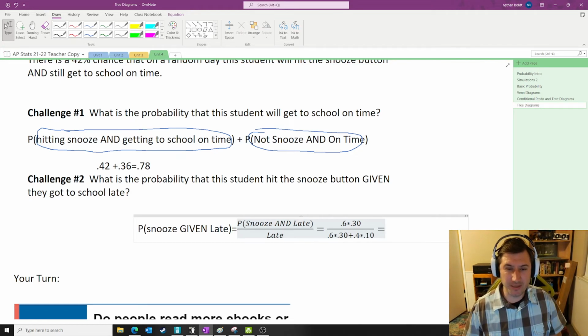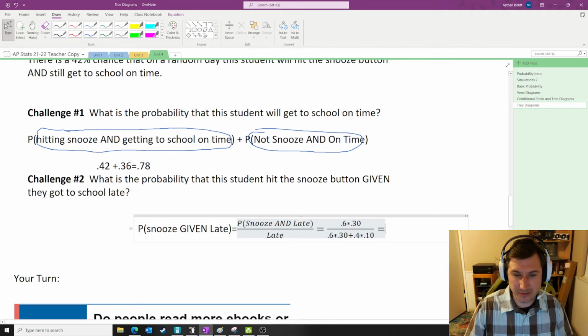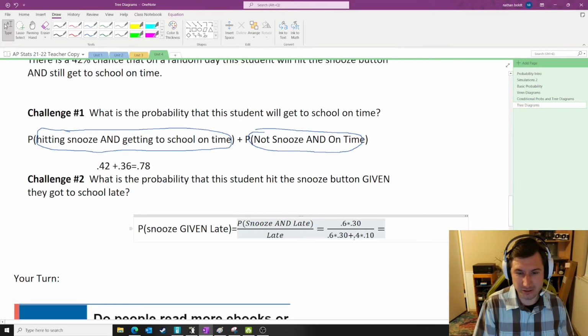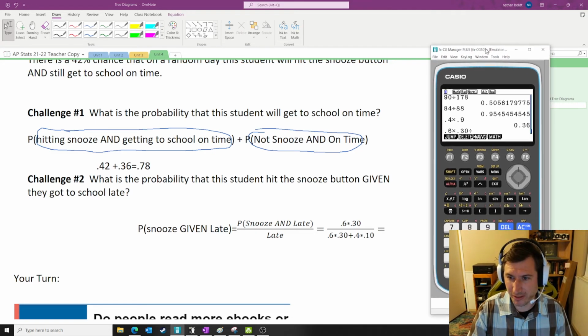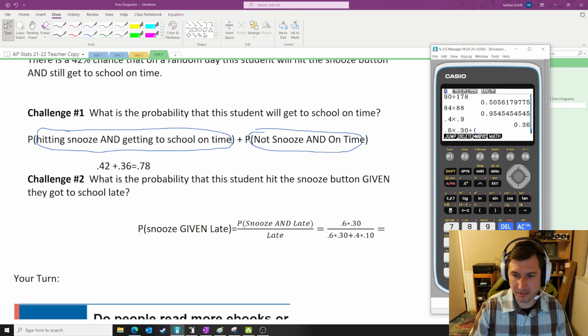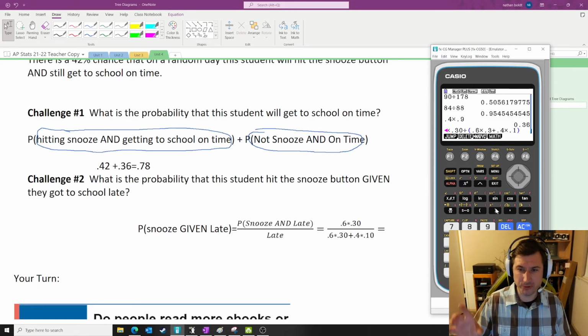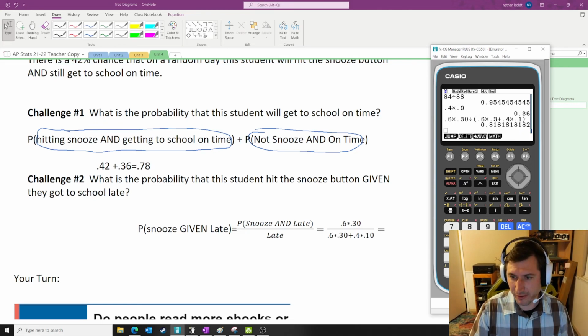So be careful with the denominator. Make sure your order of operations don't mess you up. You can't just type that whole thing into a calculator unless your calculator can actually do fractions, which you may or may not be lucky enough to have. 0.6 times 0.30. Will this one turn this into a fraction for me? Nope. So if my calculator is not turning this into a fraction, I got to be careful. The denominator has to be in parentheses, plus 0.4 times 0.10. There we go. So see, my denominator is in parentheses. That way I know it will do the denominator first, then it will divide.